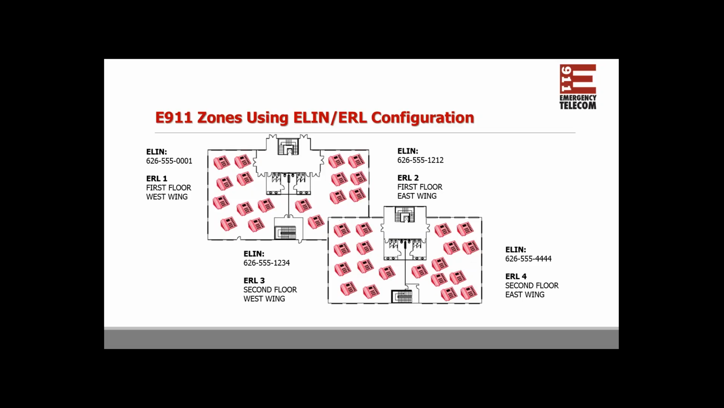During the implementation of E911, you will take that ELAN and the location, the address, first floor, east wing, and populate that into the ALI database. So once you set up the ELANs and ERLs, it's very easy. You don't have to continuously update the 911 database. It's just updating the phone.